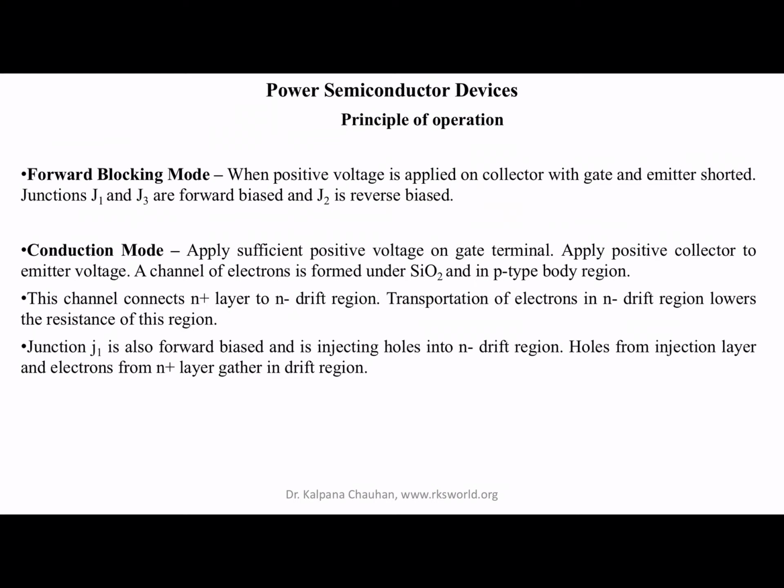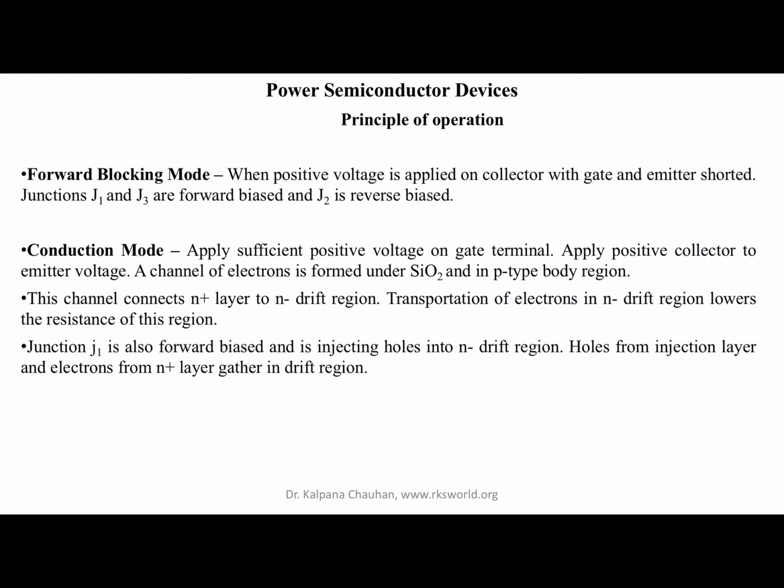Now, the principle of operation of the IGBT. It operates in three regions: forward blocking mode, conduction mode, and reverse mode. First is the forward blocking mode. When positive voltage is applied on the collector with gate and emitter shorted, junctions J1 and J3 are forward biased in that case and J2 is reverse biased.